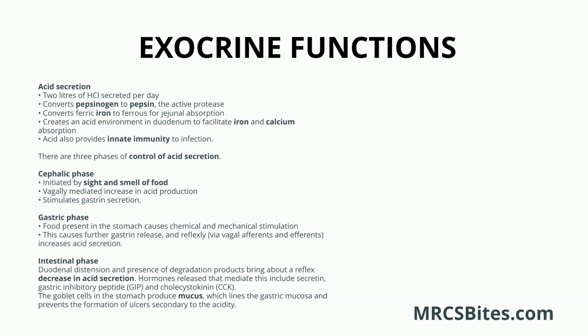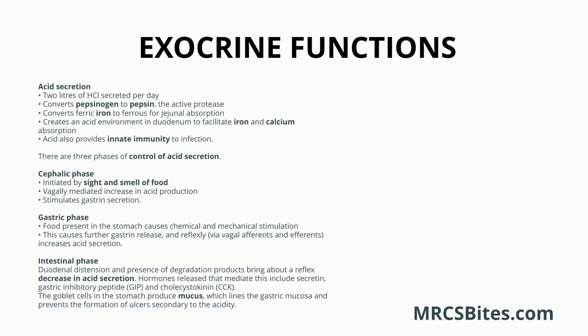There are 3 phases of control of acid secretion. Cephalic phase, initiated by the sight and smell of food. Vagally mediated increase in acid production. Stimulates gastrin secretion. Gastric phase. Food present in the stomach causes chemical and mechanical stimulation.